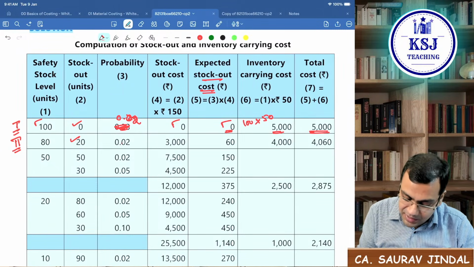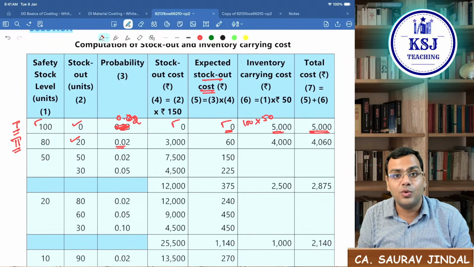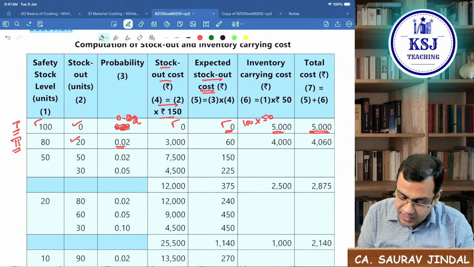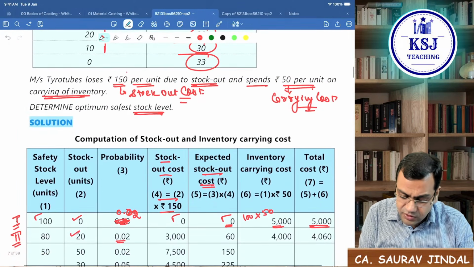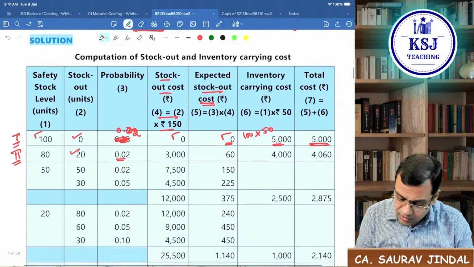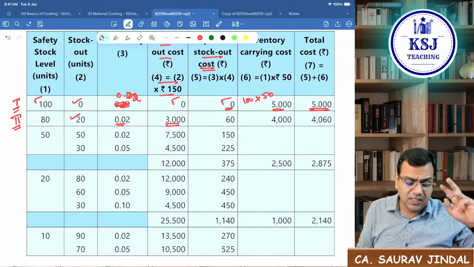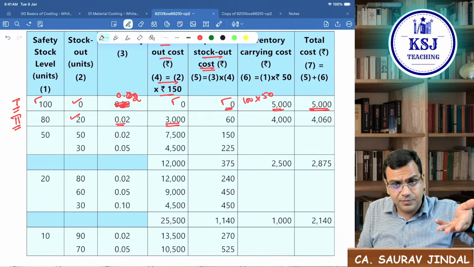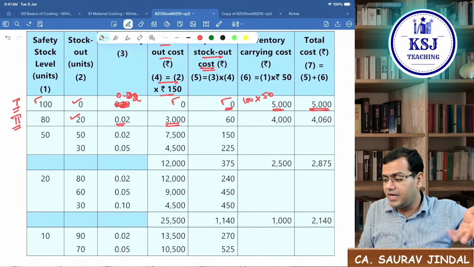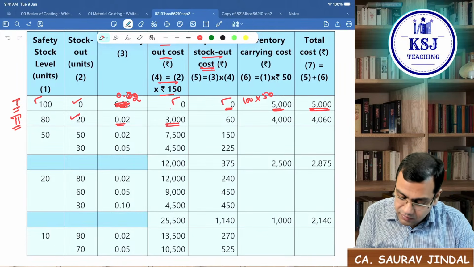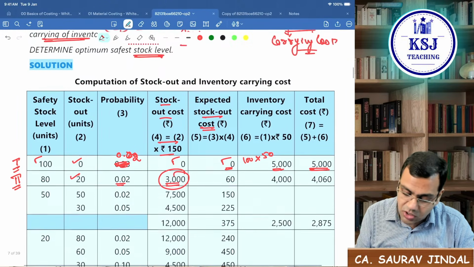So what is the probability of this happening? 0.02. What is the stock out cost? It is 20 into 150. For every 1 unit, they will be losing 150, no? So 3000. But 3000 is not going to happen every time. There is a probability that it might happen. What is the probability? Only 2%, sir. Only 2% probability.